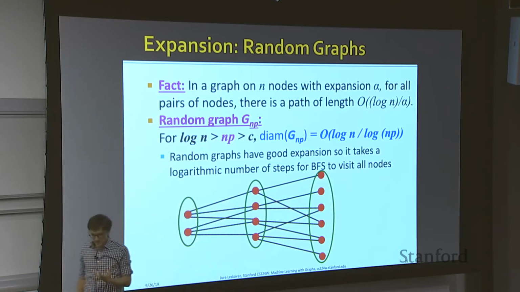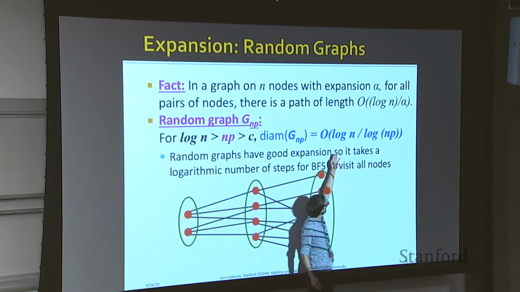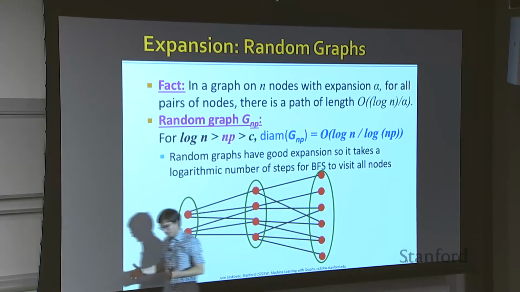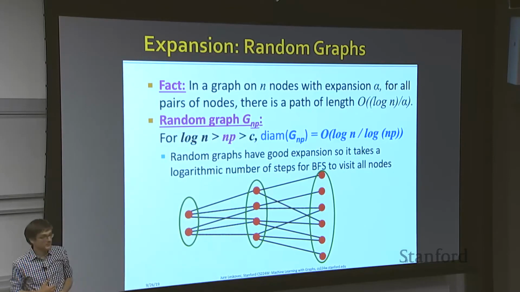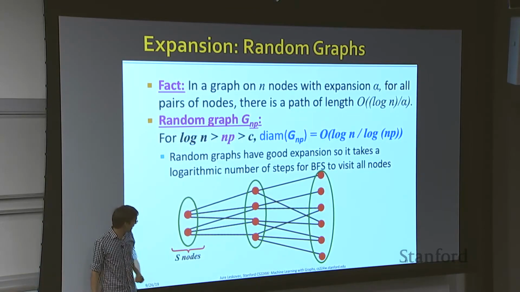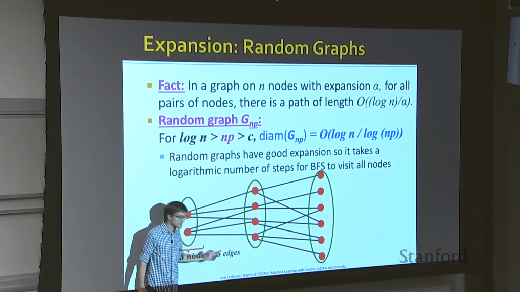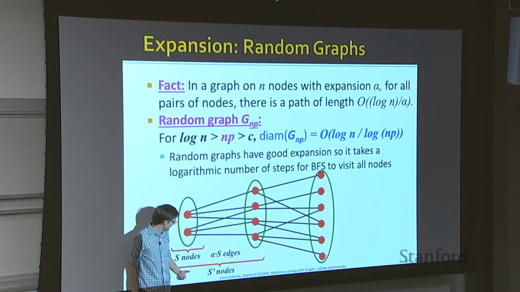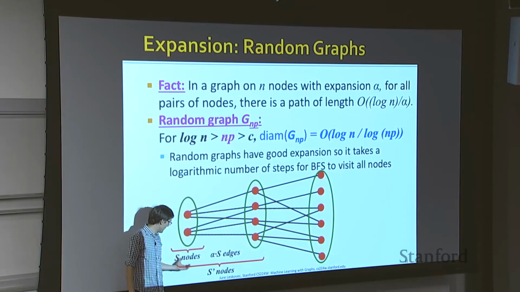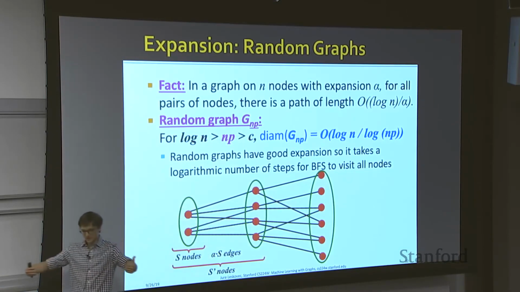This is what the diameter is. So what we need to think about is that it is logarithmic in the size of the graph, okay? It should grow logarithmically with the size of the graph. And this is the picture I wanted to give you about the expansion, right? If I start with s nodes, then I will have alpha times s edges pointing out. So I will get a newer set of nodes that will be bigger than the previous one. And this is how breadth first search will work.